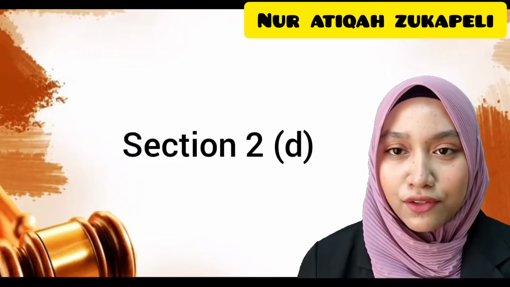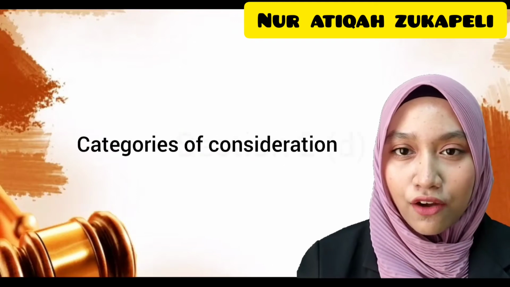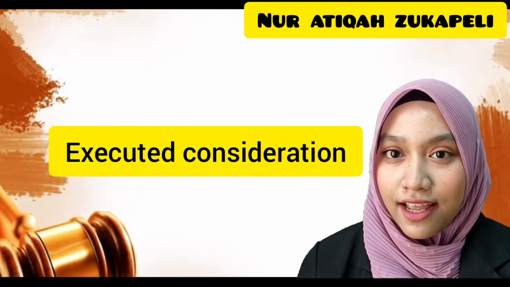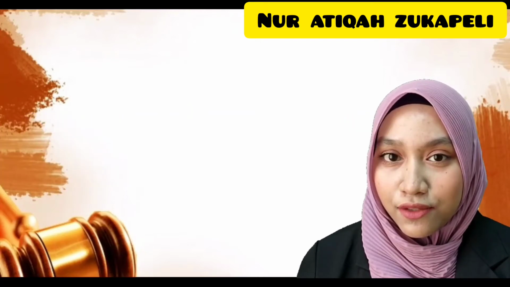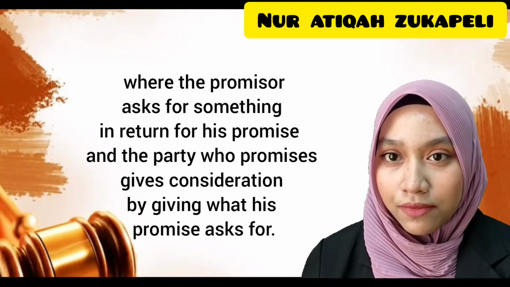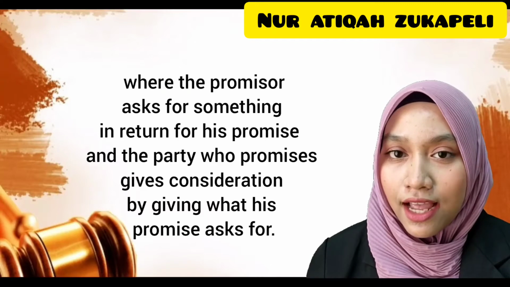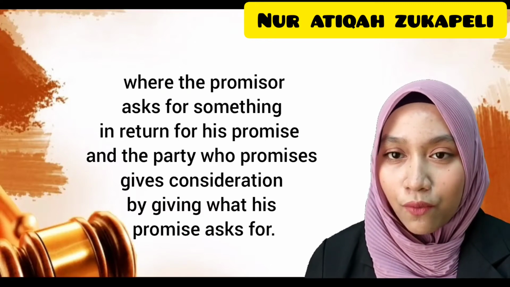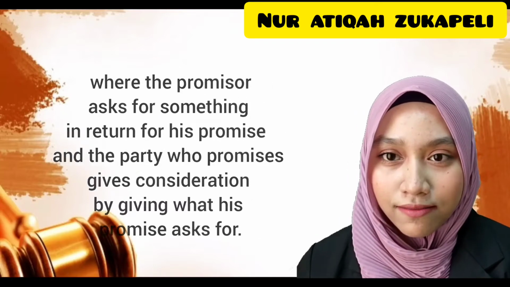Based on Section 2 Clause D, the category of consideration that they made is executed consideration. Executed consideration is where the promisor asks for something in return for his promise and the party who promises gives consideration by giving what his promise asks for.